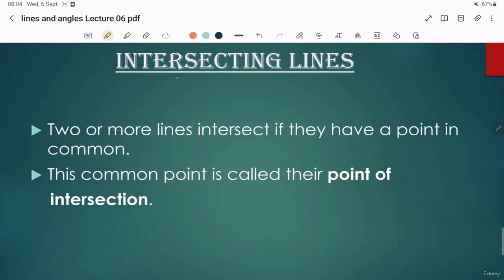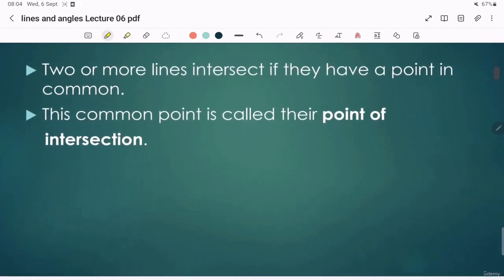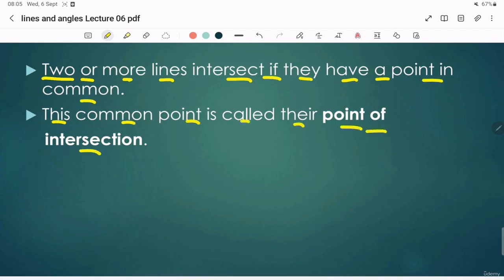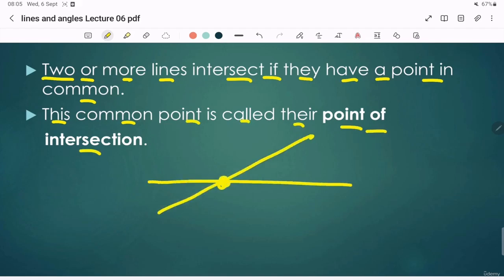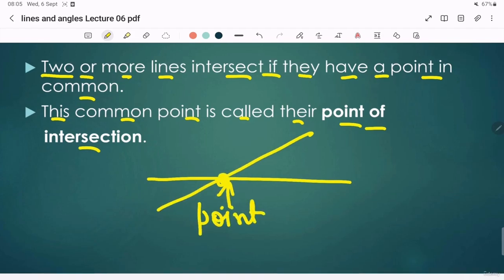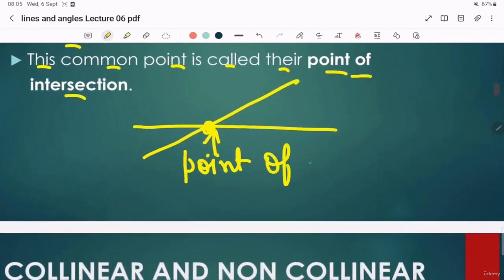Hi everyone. Today we will study intersecting lines. What are intersecting lines? Two or more lines intersect if they have a point in common. This common point is called their point of intersection. Let's suppose we have two lines like this. So this is the point of intersection.